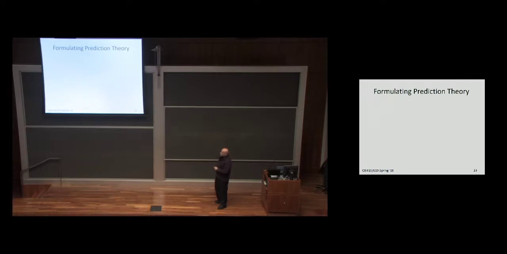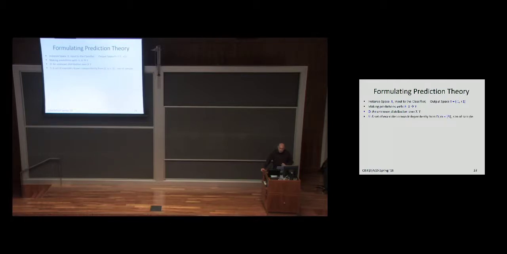Okay, so let's move one step up and see what we are doing here. We have an instance space, X. We have an output space, Boolean classifiers, plus or minus 1. We are making predictions with these functions, H from X to Y. We have an unknown distribution, D. And we have a set of training examples of size M.